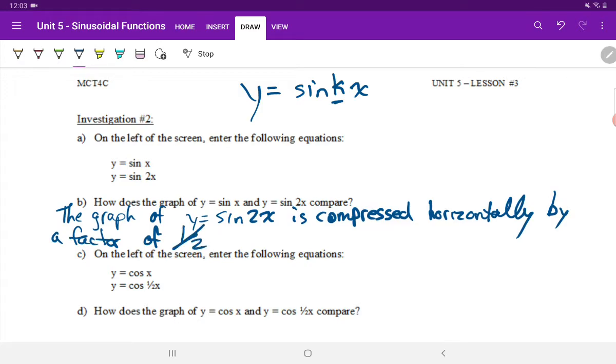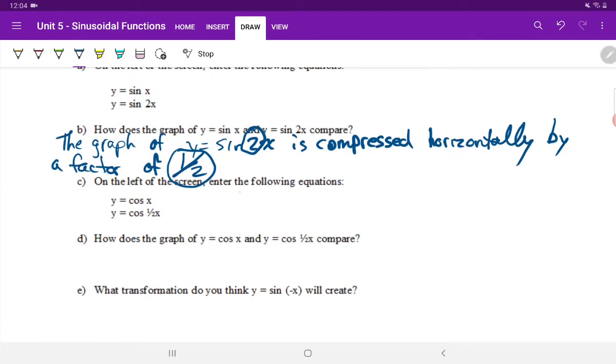Now you might be asking, is it a coincidence that this is a 2 and we're compressing by 1/2? The answer is no. That is not just a coincidence. That is something that will always occur. So let's say the question was the graph of y equals the sine of 3 times x. That means we're going to be compressing horizontally by a factor of 1/3. Or if it was sine of 4 times x, it'd be compressed horizontally by a factor of 1/4. The larger the k value, the more compression you're going to get, the faster the periods are going to occur. Okay?